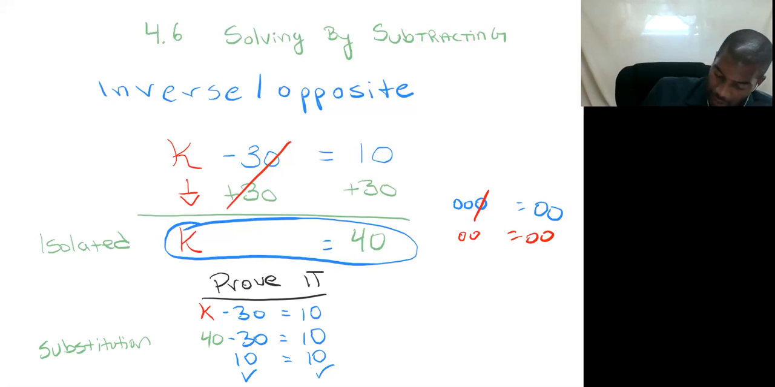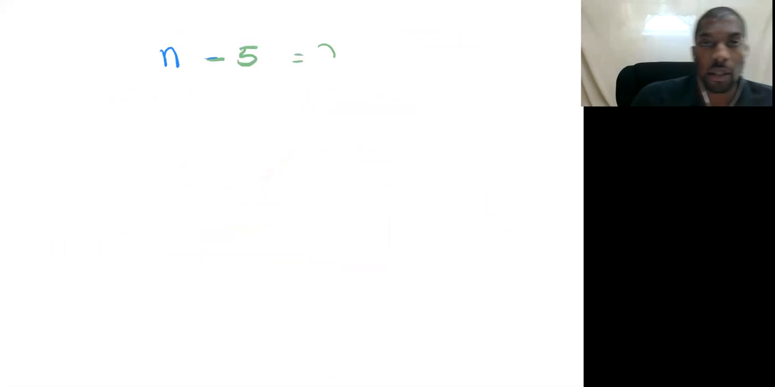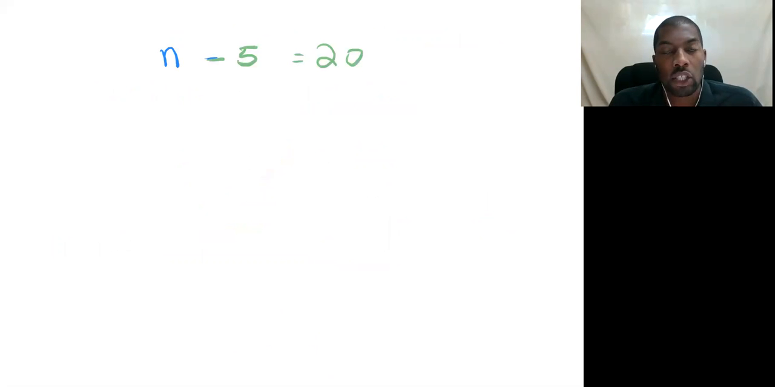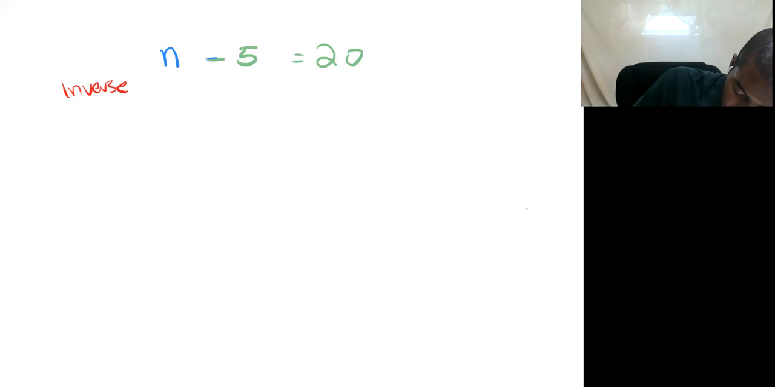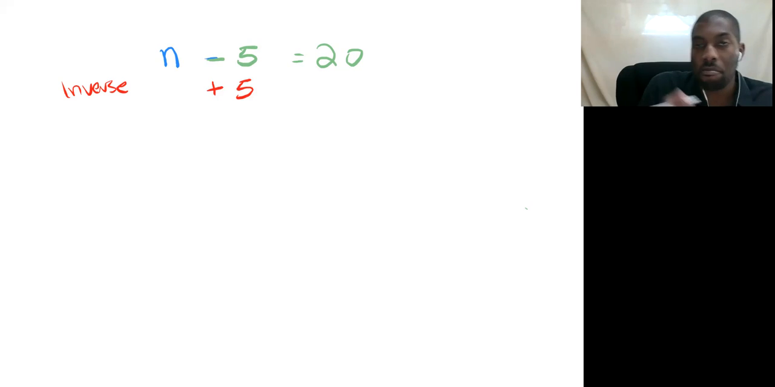So let's try it again. Let's try a different problem. Let's say I had the equation that said n minus 5 is equal to 20, all right? So how would I solve this? Well, first I need to identify the operation, and the operation is minus 5, right? So simply, I do the inverse, which would be plus 5. When I do to one side, I must do to the other to keep it balanced.